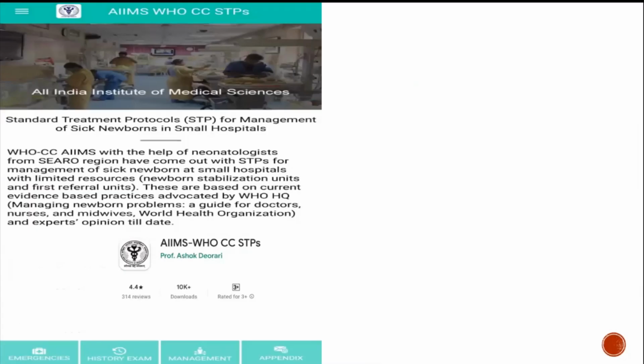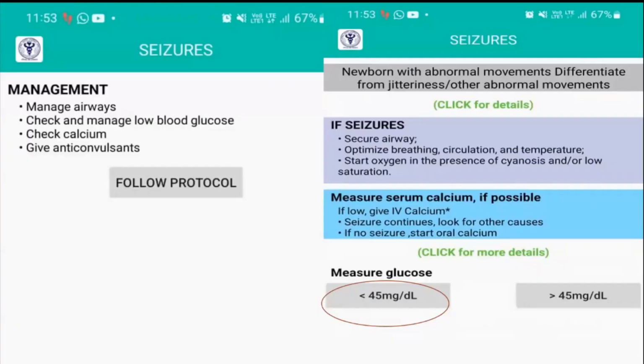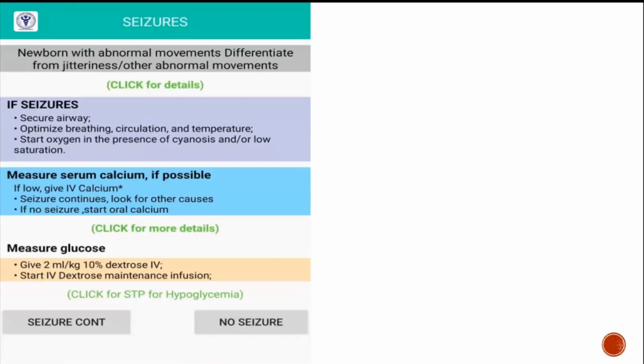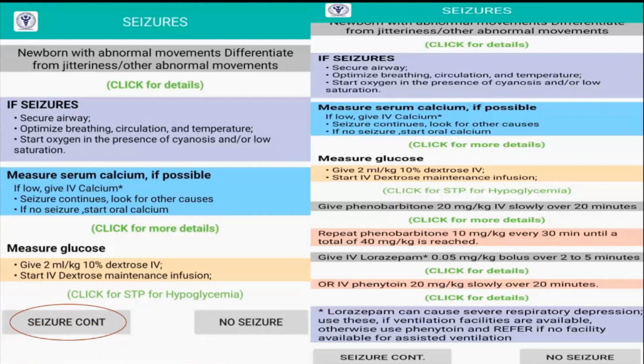So this is an AIIMS WHO app. Now this is the home page which includes the emergencies, the history, examination, management, and the appendix. So in the emergencies, suppose we click, and this is the second page which comes, and say we click seizures, and then we have the management of seizures. So this is the management of seizure, and suppose the seizure still continued. So this is further going to guide us.